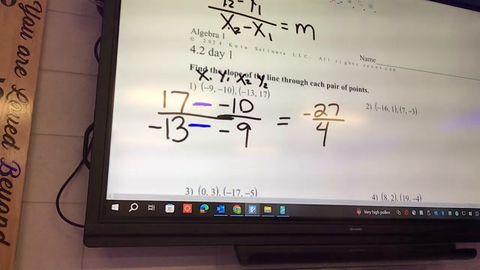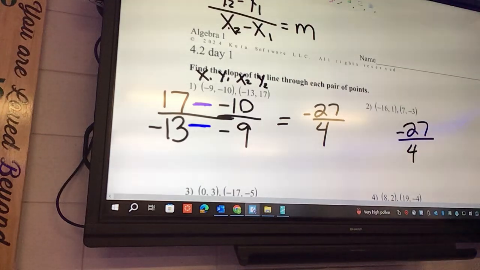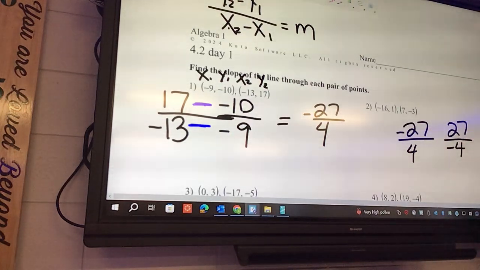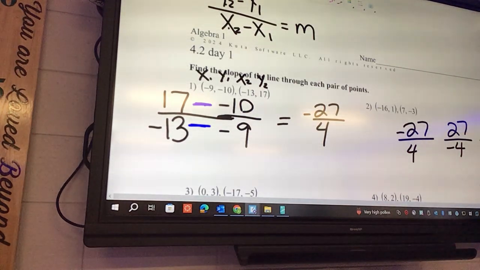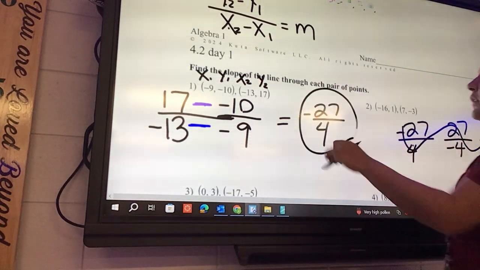There are 3 ways to write this, so let's talk about them so we know what's acceptable. You can say negative 27 over 4. Where's the negative located? On the top. We can also say 27 over 4 with the negative on the bottom, or right here in the middle. But we can only write one negative, so any of these are acceptable. It does not matter how we write them, but we can only write one negative. And that's it, that's the slope. We found our M.